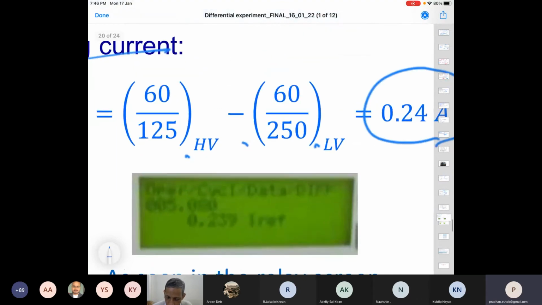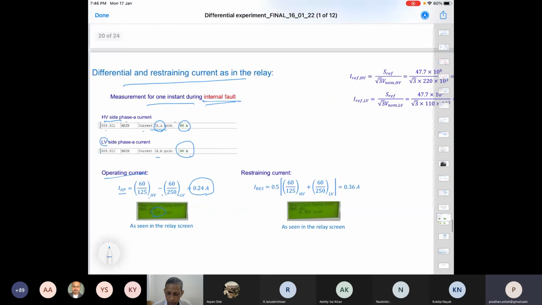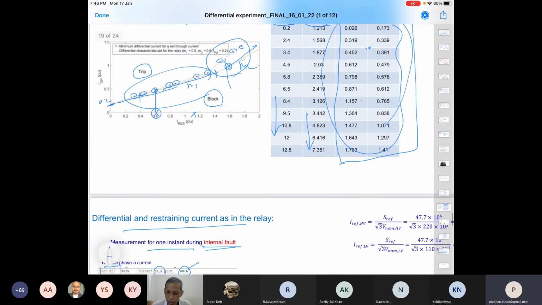If you see this relay here, this is showing 0.239 I reference because these are normalized currents. So this 0.24 and 0.239 are close by. So our calculated values and what the relay is showing are in agreement. Agree? Relay is showing this 60-60 at the load side, primary input current and the output current, and accordingly calculating the differential current to be 0.239, which we are not noting in the table.